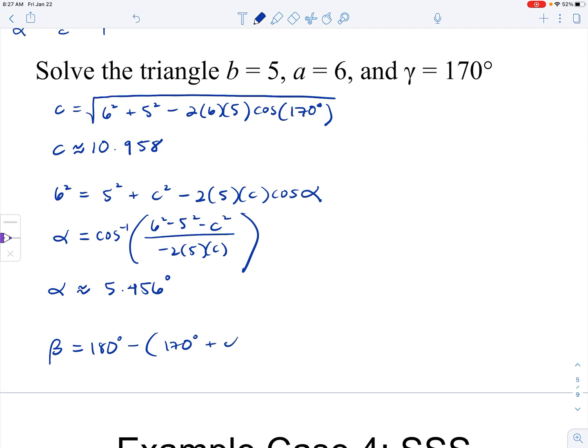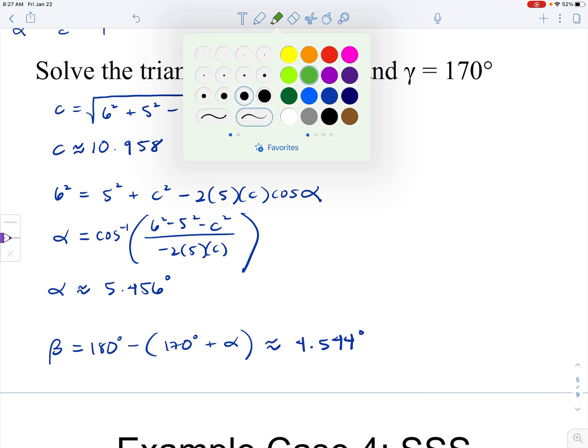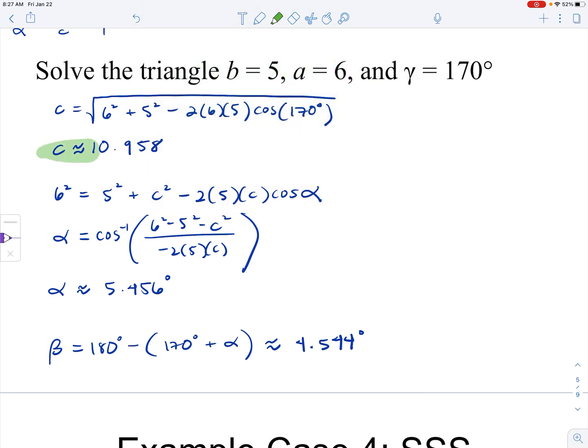And beta will end up being equal to 180 degrees minus the sum of the given angle plus alpha, and alpha represents the exact value. Typing into the calculator to get the approximation of 4.544 degrees.